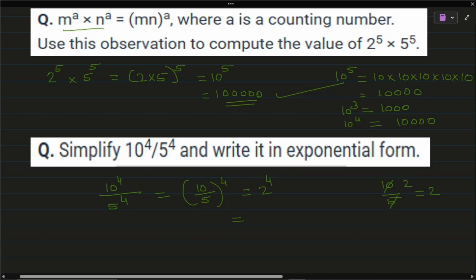This answer we have to write in exponential form. So you check the question: if it asks you to compute the value, then you have to find the normal answer like this. Otherwise you have to write it like this only. So there is no need to find the normal answer. You have to write the answer in exponential form. So I hope all of you understood this.